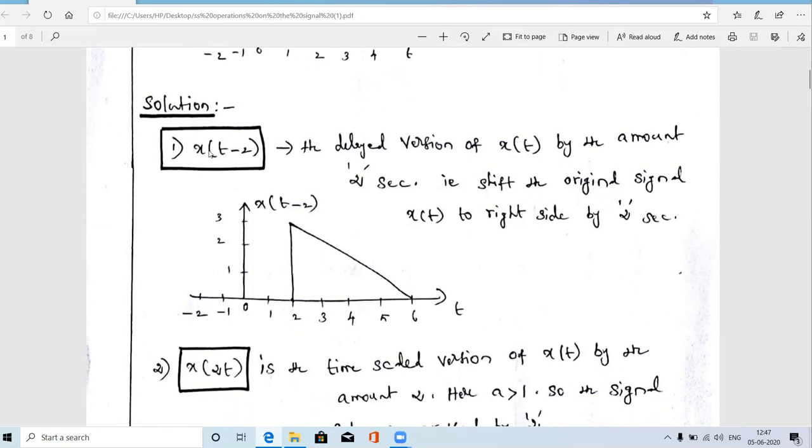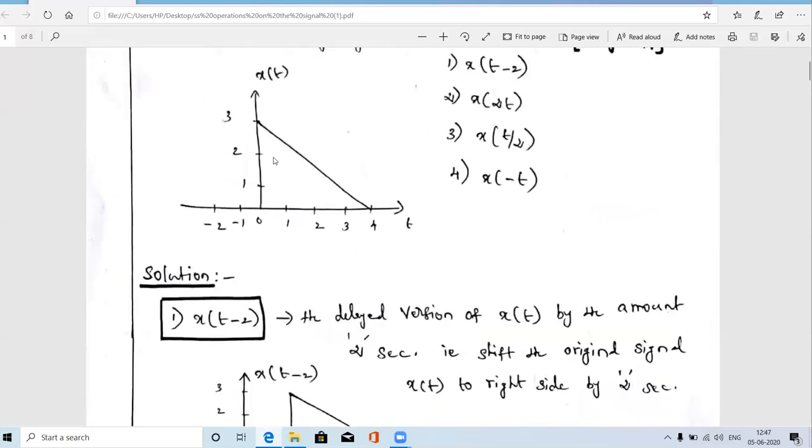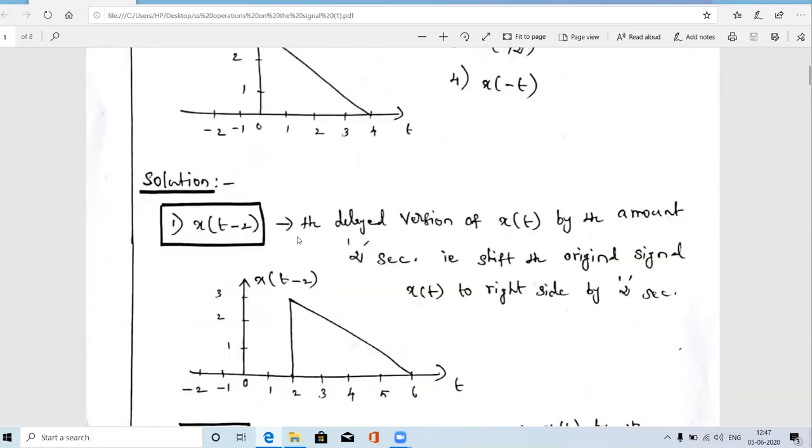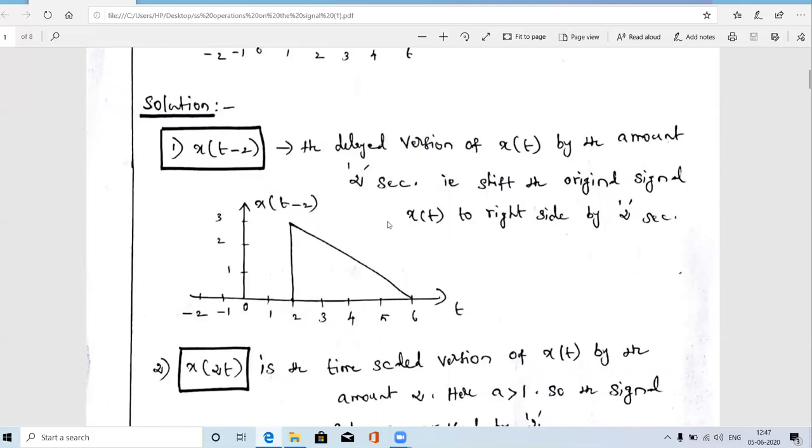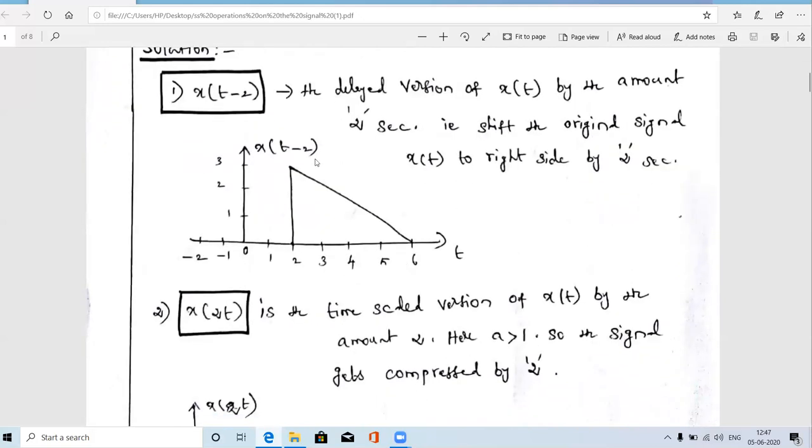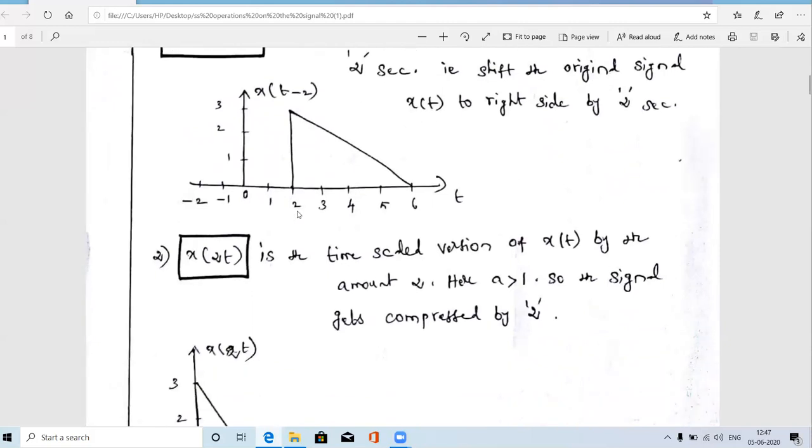If the question asks for x of t plus 2, what does x of t plus 2 mean? The opposite operation. That is, we have to shift the signal to the left side by 2 seconds. So the signal is available between minus 2 and 2. The lower limit is minus 2, the upper limit is 2, and again the width is 4. Here that is not asked, only x of t minus 2 is asked. So we have drawn the first solution.